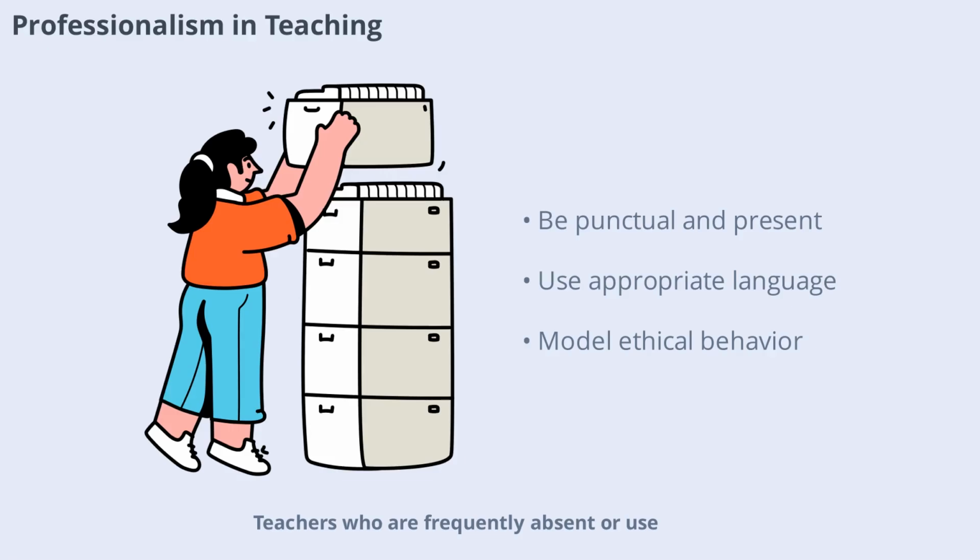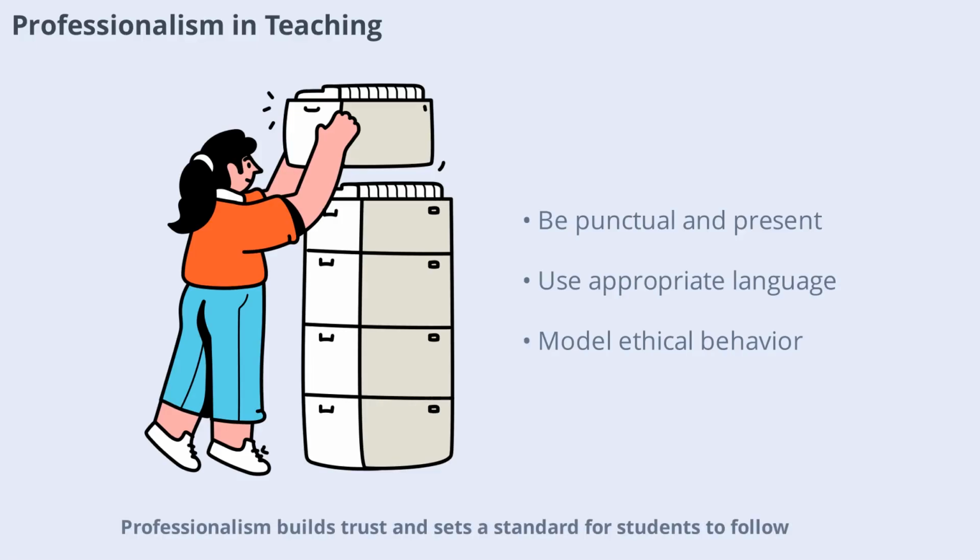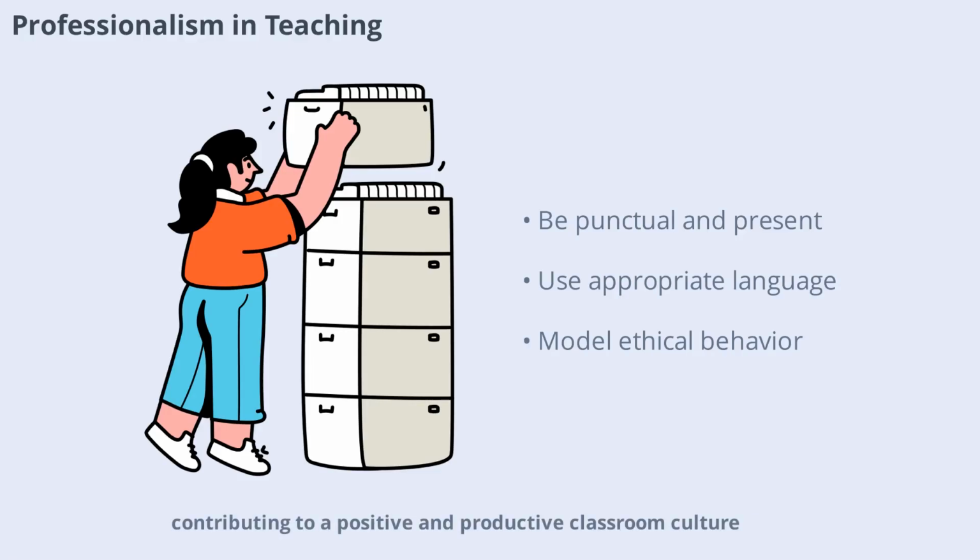Teachers who are frequently absent or use inappropriate language undermine their authority and effectiveness. Being a role model means demonstrating respect, responsibility, and ethical behavior at all times. Professionalism builds trust and sets a standard for students to follow, contributing to a positive and productive classroom culture.